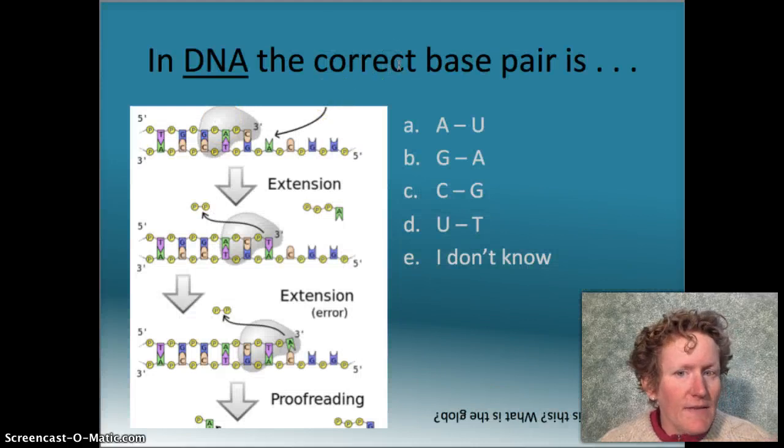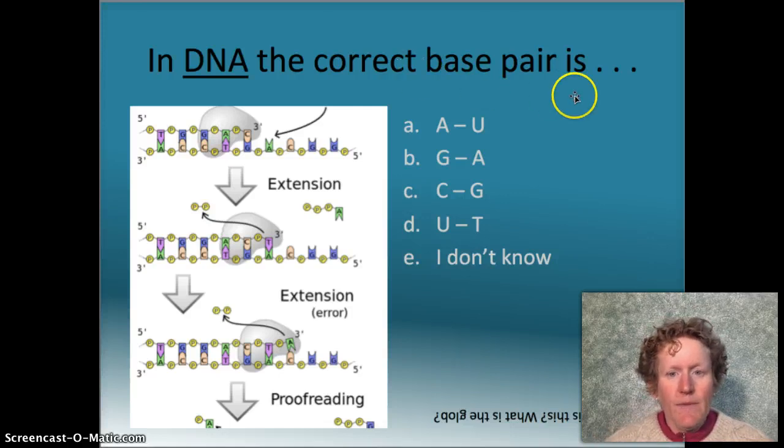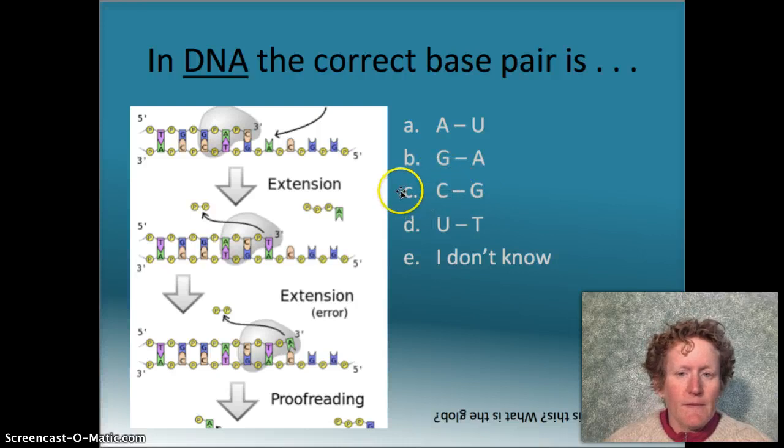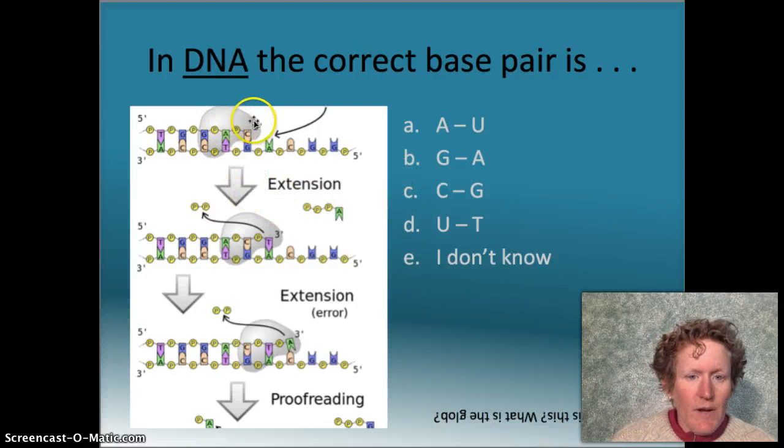In DNA, the correct base pair, remember DNA is GCAT. So U is not correct. G and C go together. Remember GCAT. So C is the correct answer here. This process here is DNA replication, and the glob here is DNA polymerase.